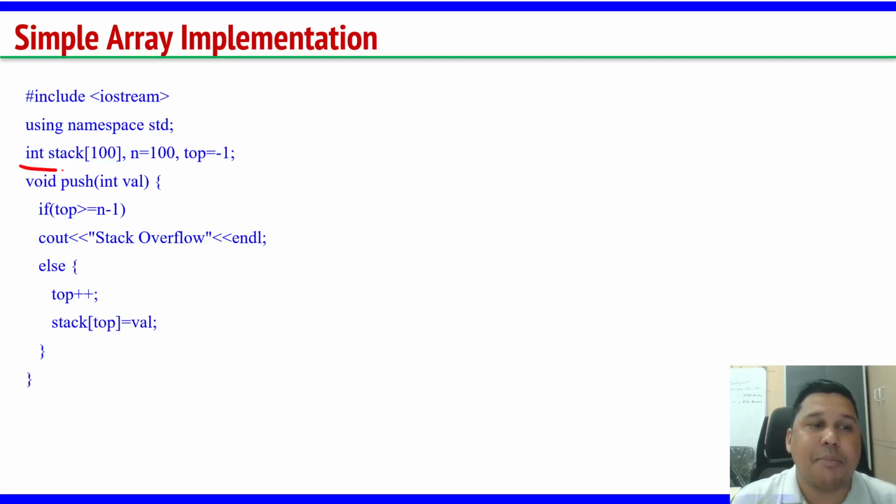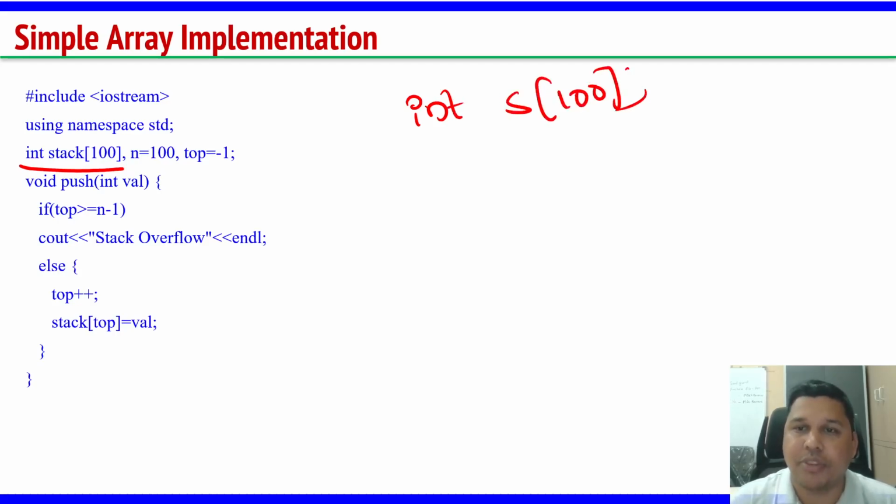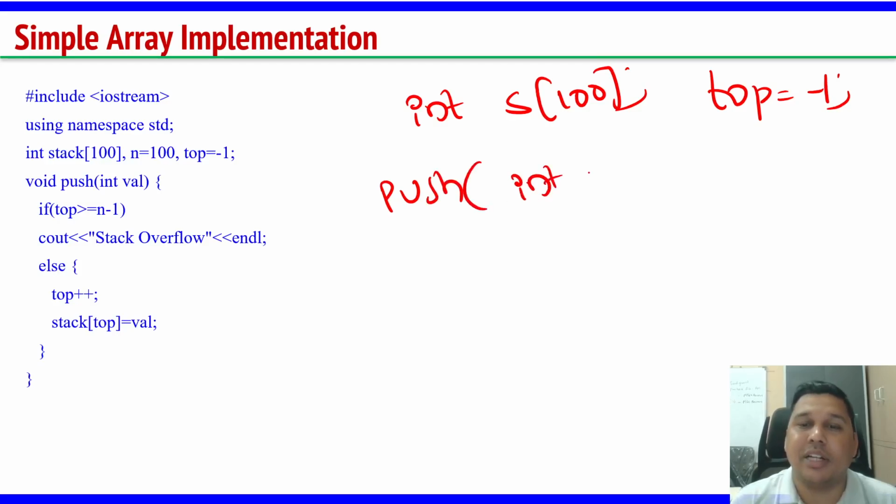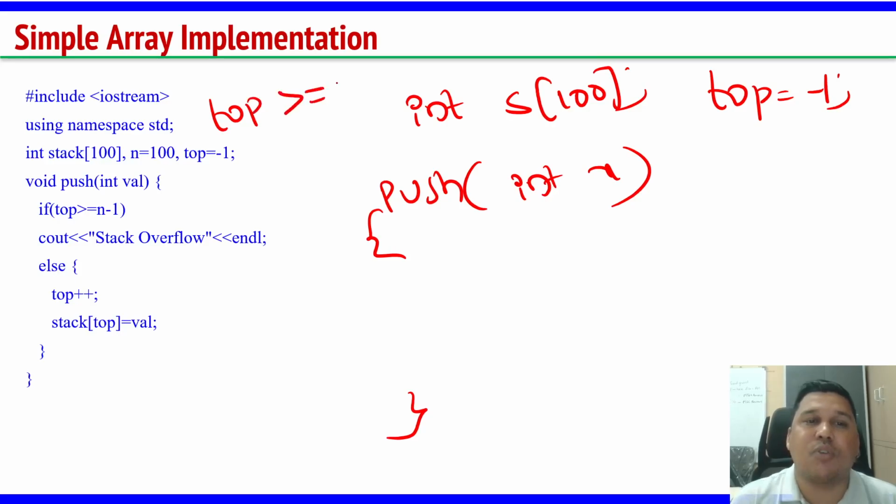See, I am creating a stack. I am creating an array named int s of 100 elements, and I am putting my top value equal to -1 initially. Why? The stack is empty. Initially top should be at -1. Now I have to do the push operation. I have to insert a new element int x. What is the logic here? Check if top is greater than or equal to n minus 1. Here n is 100.